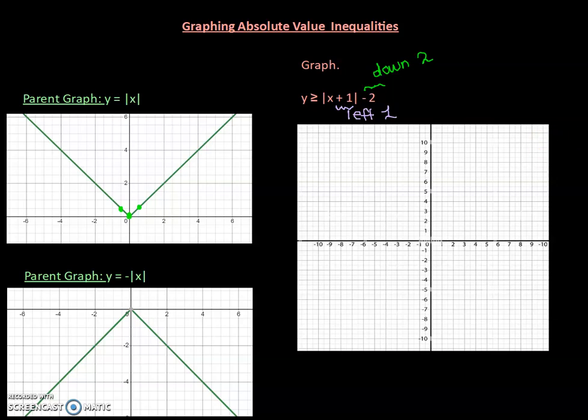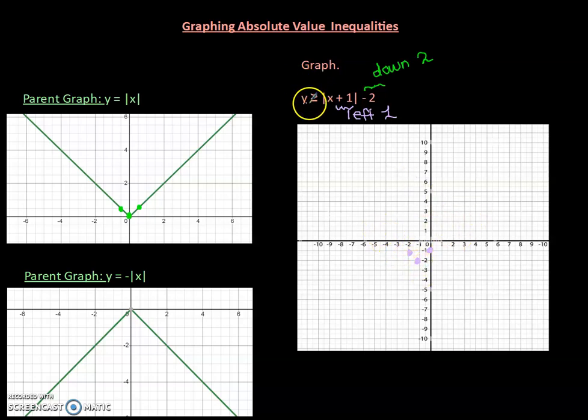Guys, I mixed that up. It's supposed to be left 1 and down 2. So let's start that again. 0, 0, I'm going to go left 1, down 2. Instead of negative 1, 1, left 1, down 2. And then instead of at 1, 1, I'm going to go left 1 and down 2. So this is where my V will be.